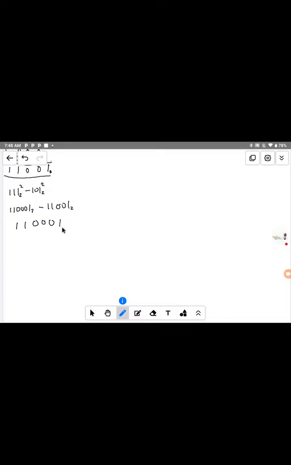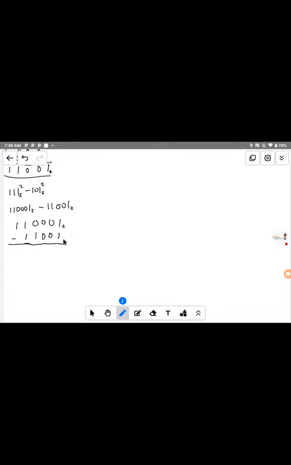1 1 0 0 0 in base 2, and this one is written starting from the first digit here, starting from this place. There is 1, after it 0, and then we have 1 1, and we subtract it.